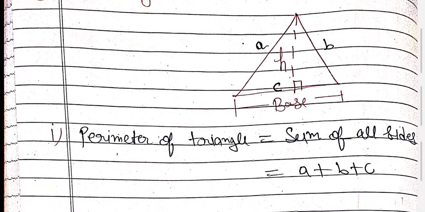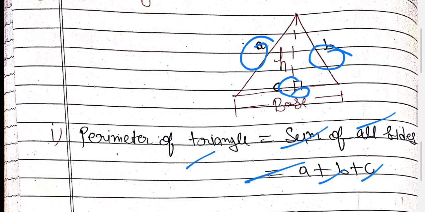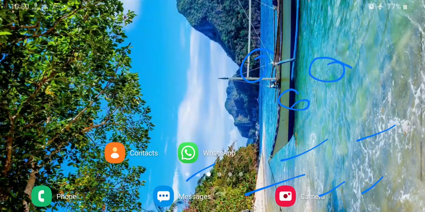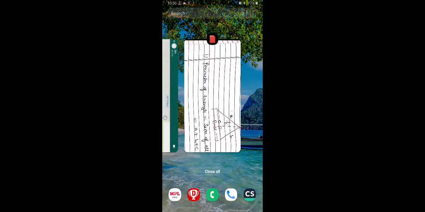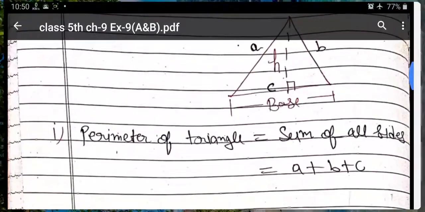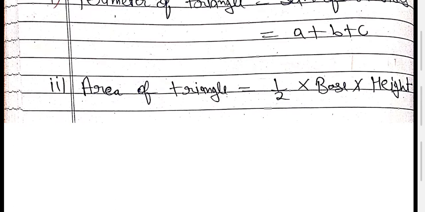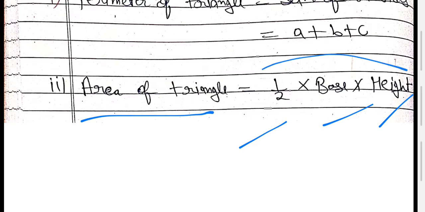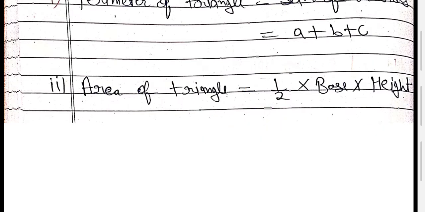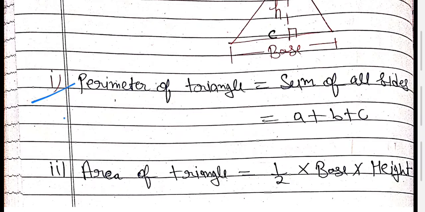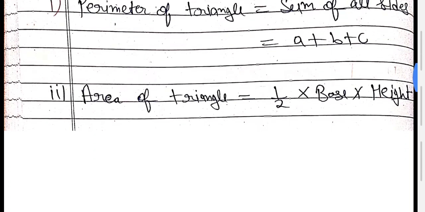Now come to the triangle. What is the perimeter of a triangle? Perimeter of a triangle is the sum of all sides. Suppose this side is A, this side is B, this side is C. So it is A plus B plus C, or you have to write sum of all sides. Area of triangle is not in your syllabus, but I am telling you. The formula of area of triangle is half into base into height. But this type of question does not come in your syllabus. So you have to remember only the perimeter of triangle, that is sum of all sides, or A plus B plus C if A, B, C are the sides of the given triangle.